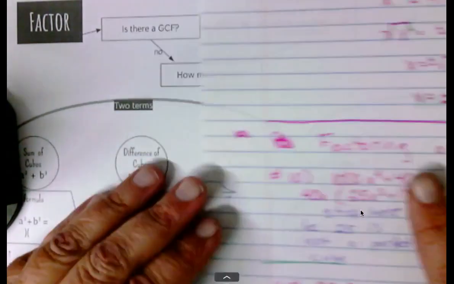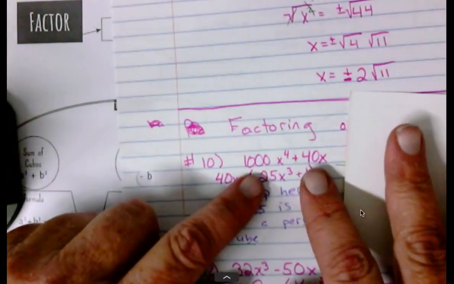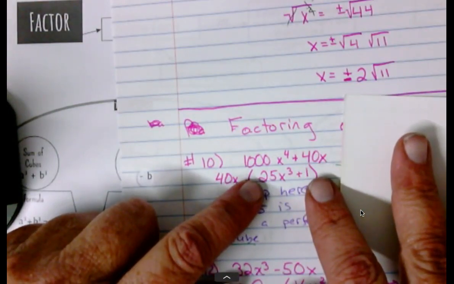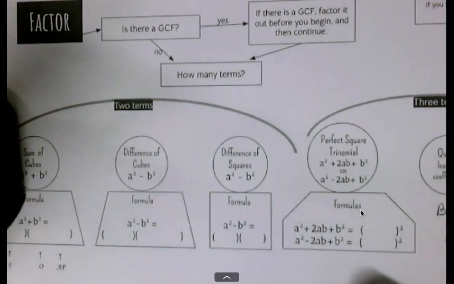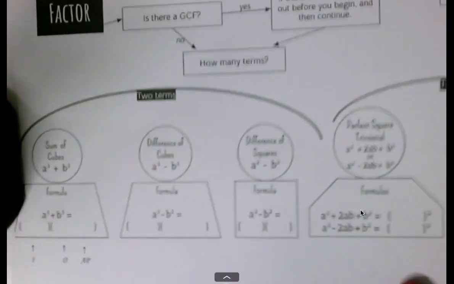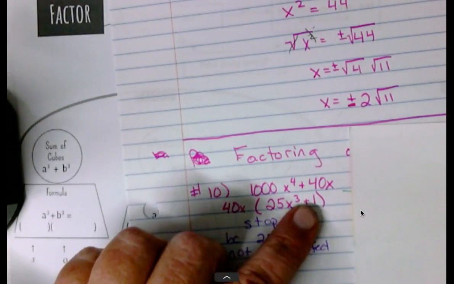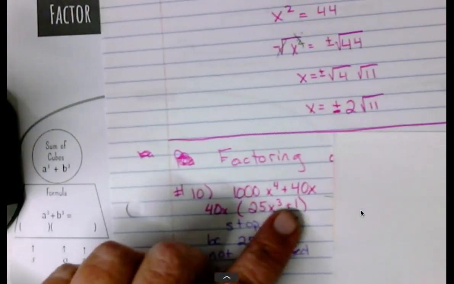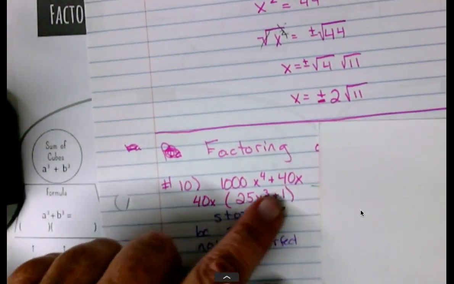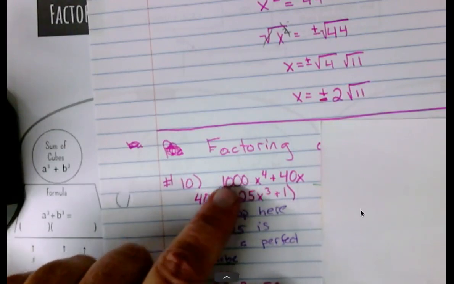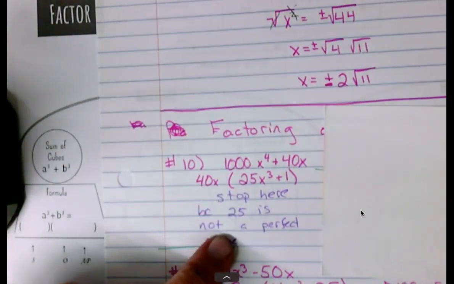The next thing you would do is ask how many terms, meaning how many terms are inside the parentheses. So 25x to the power of 3 plus 1, that's 2 terms inside the parentheses. Then we ask ourselves, could this be a sum of cubes, a difference of cubes, or a difference of squares? 25x to the power of 3 plus 1 looks a little bit like a sum of cubes, except 25 is not a perfect cube. So that means we're done. The only factoring to do here was to take out a greatest common factor. That's it, because 25 is not a perfect cube, so we're done.